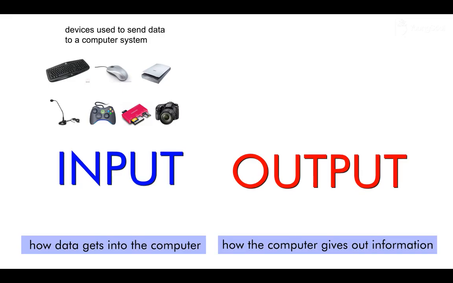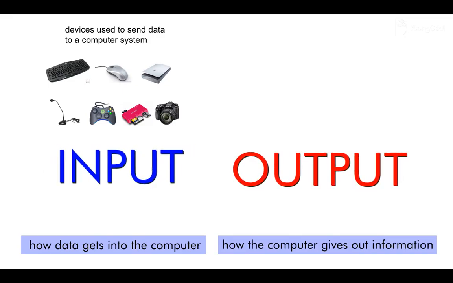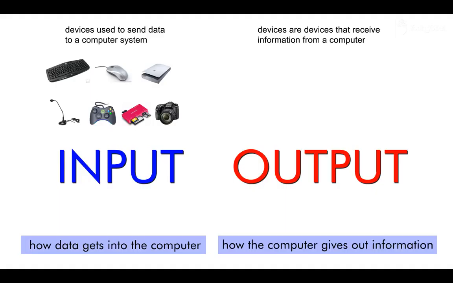After sending the data into the computer system with the help of input devices, how then can we get information from the system? If you thought of output devices, then you're absolutely right. Output devices are devices that receive information from a computer. Examples are monitor, printer, projector, speakers, and so on.